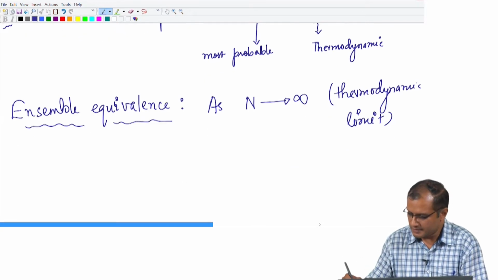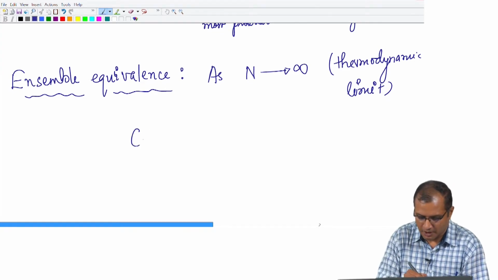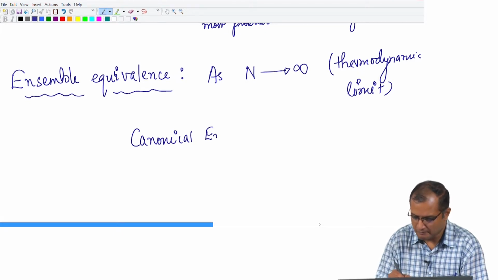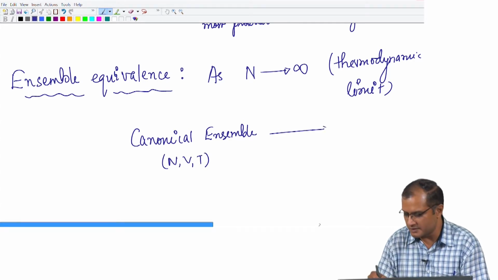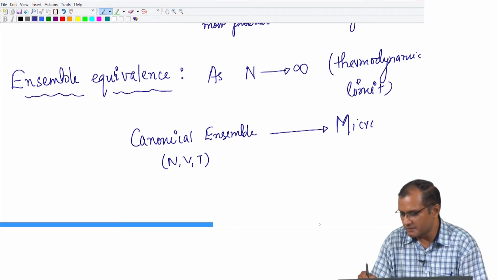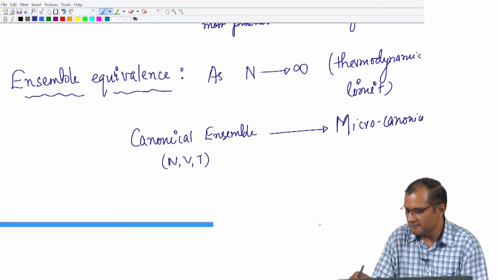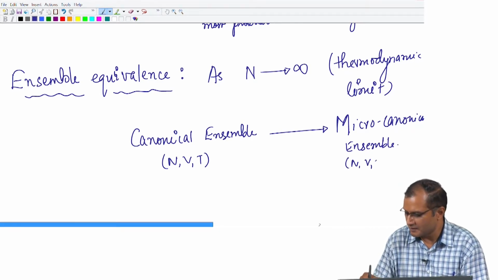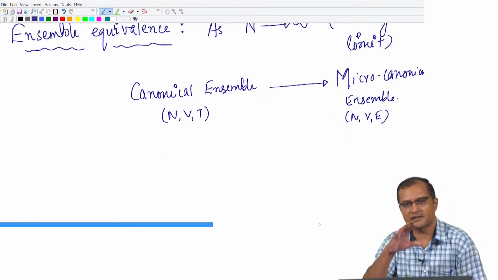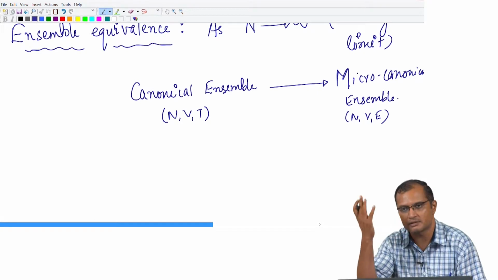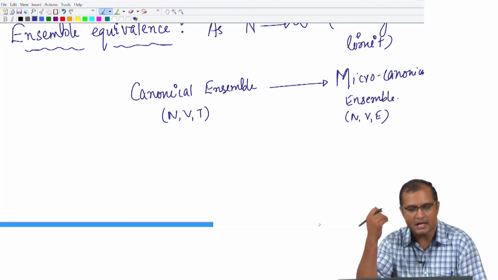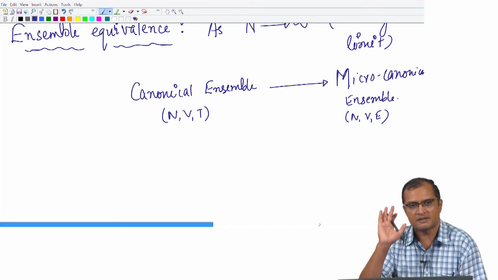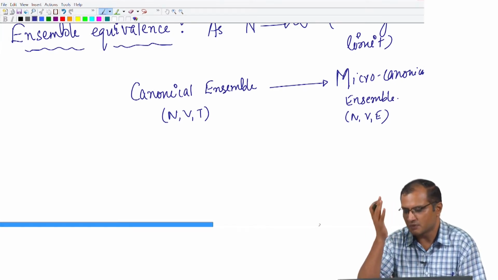So, the canonical ensemble, that is the ensemble of NVT, converges to the microcanonical ensemble, they become the same. And this is easy to understand. This means that if you take a system and increase the number of particles to a large value and thermostat it, as the number of particles goes to infinity, the energy of the system also becomes as good as constant.